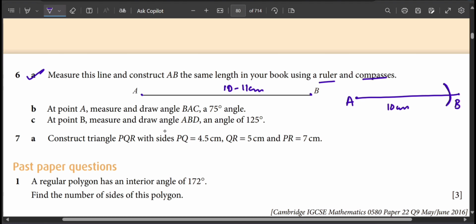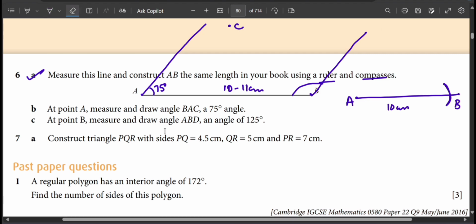At point A, measure and draw angle BAC, a 75-degree angle. So BAC, that means C is going to be somewhere over here, and you're going to mark angle 75 degrees. So let's say it's like this. This is a 75-degree angle. You're going to use a protractor for this. And then at point B, measure and draw angle ABD. This is A, this is B, and then D with an angle of 125 degrees. So that means this is going to be the angle, and that will probably look like this. So this is going to be 125 degrees, and this is the point D. This is the point C, not this.